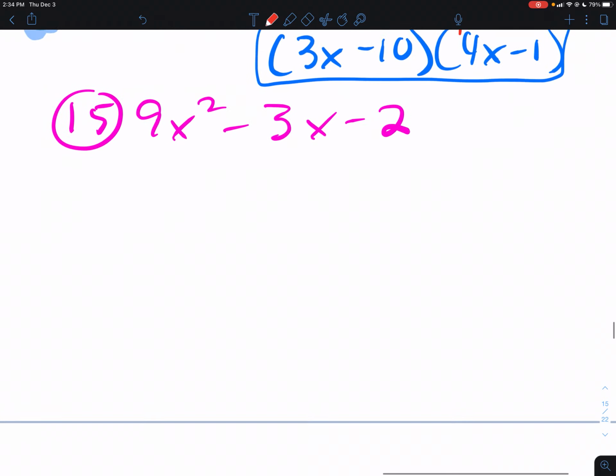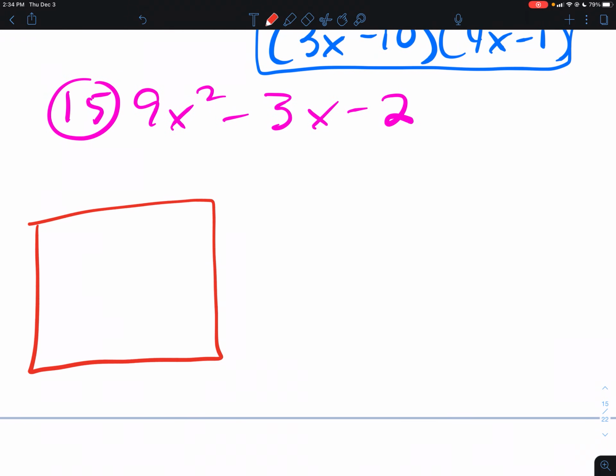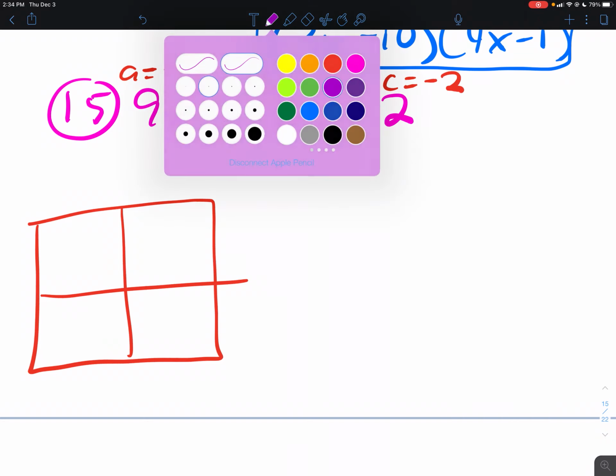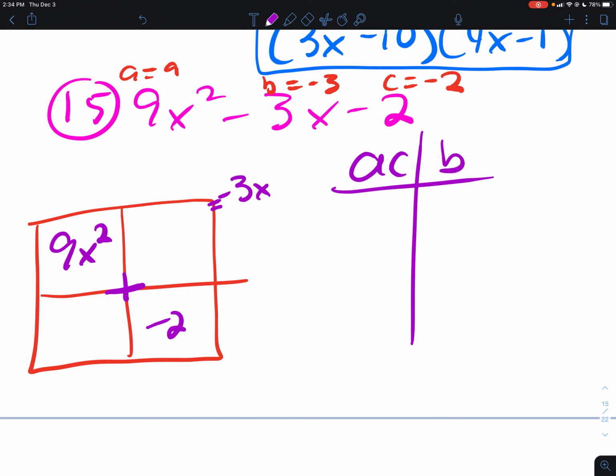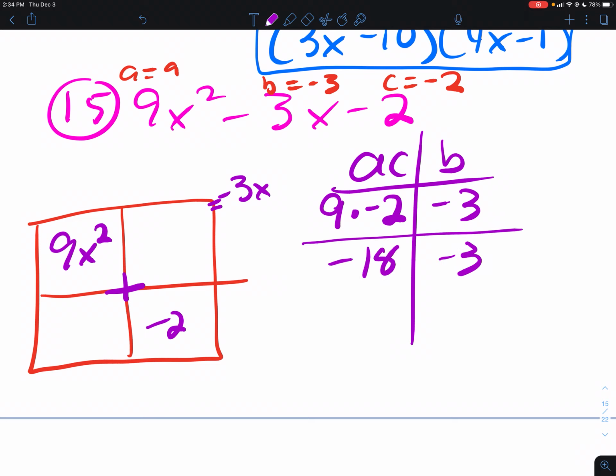And number 15. We need a box. Our A is 9, our B is negative 3, and our C is negative 2. Throw those in here. 9x squared, negative 2. These two add up to negative 3x. So ACB, A is 9, C is negative 2, and B is negative 3. So negative 18 and negative 3. Since the number that we're factoring is negative, that means one number will be negative and the other will be positive.